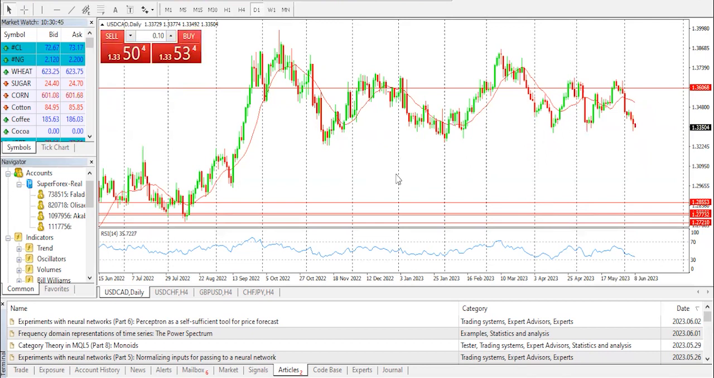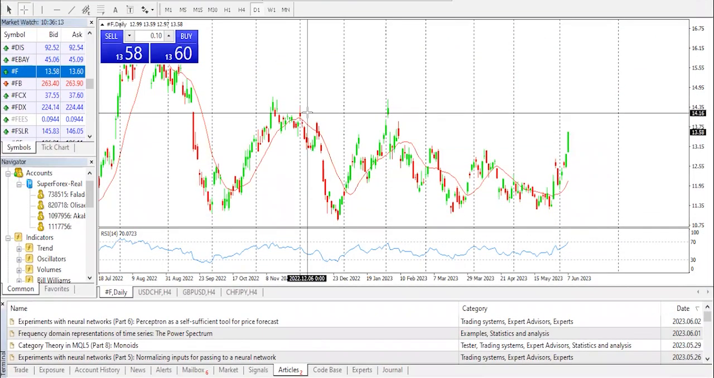Now let's move over to the stock markets. Hello, welcome back, guys. On today's stock market, we'll be having a look at Ford Motor Company.